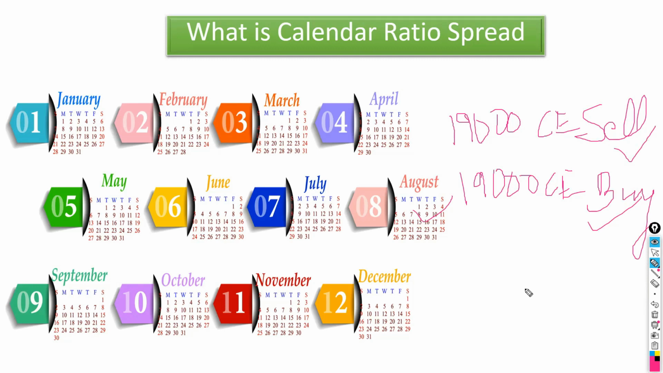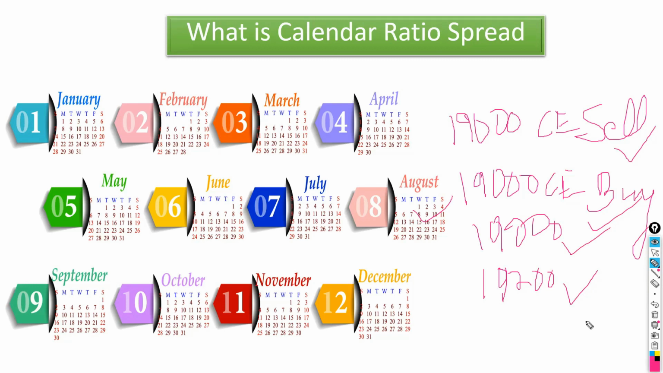Now, suppose the strikes are different. Let's say in July I have taken 19,000 and in August I have taken 19,200. Here the two strikes are different. Here is sell, here is buy, but the strikes are different. This is called a diagonal calendar. So what is the difference between a calendar spread and a diagonal calendar? In a calendar spread, the strikes are the same. In a diagonal calendar spread, the two strikes are different.